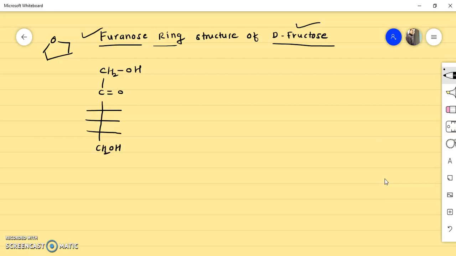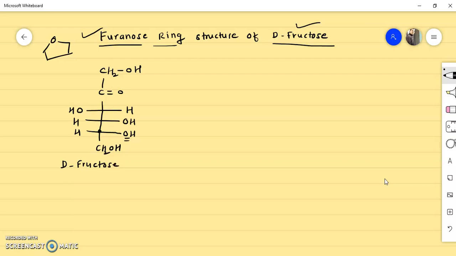So the last 2 carbon atoms have a hydroxy group on the right hand side and hydrogens on the left hand side, and this third carbon has hydroxy group on the left hand side and hydrogen on the right hand side. So you will observe here that the second last carbon atom from the bottom has this OH group on the right hand side, so the D notation is there, so it is known as D fructose. So this is the Fischer projection structure of the D fructose, I can say.